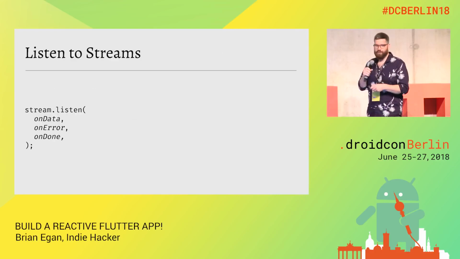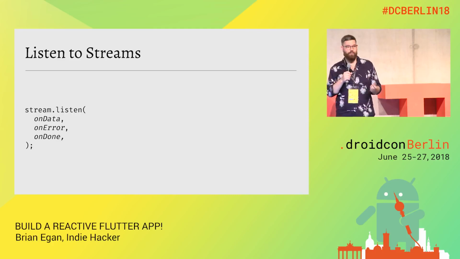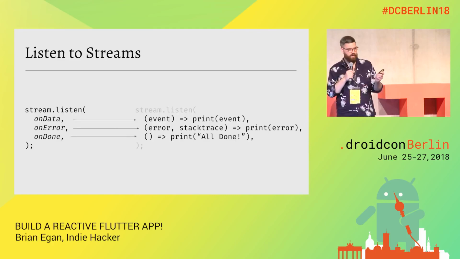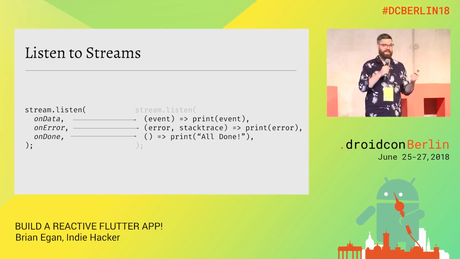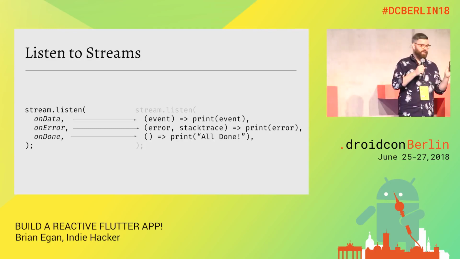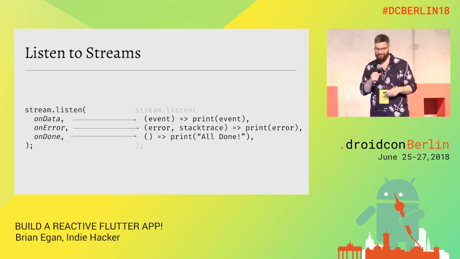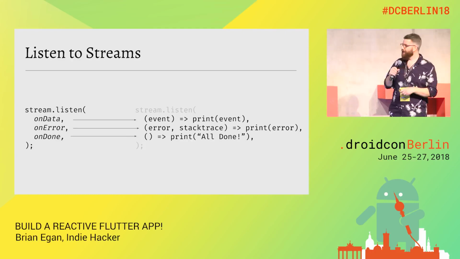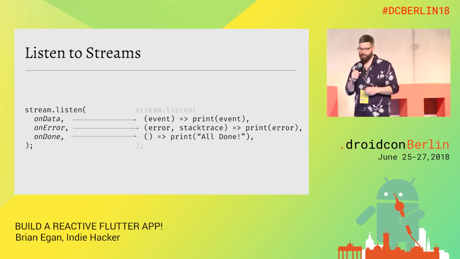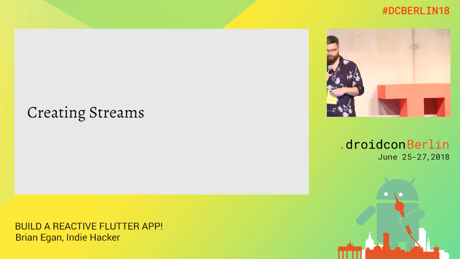Just like you can subscribe to observables, you can listen to streams, and you can pass through callback functions. If the stream emits a data event, you would do something with that, or an error event, or a done event, and you can do whatever you need to do in there. At this point, I'm just printing stuff. It's pretty unexciting, but it's just to give you a feeling for how similar it is to observables. You just subscribe to these certain events, and you get going.